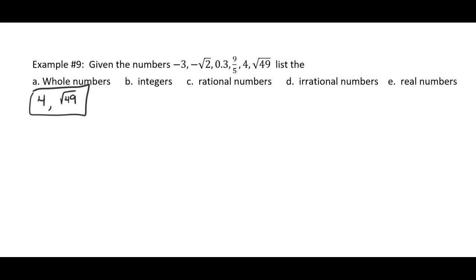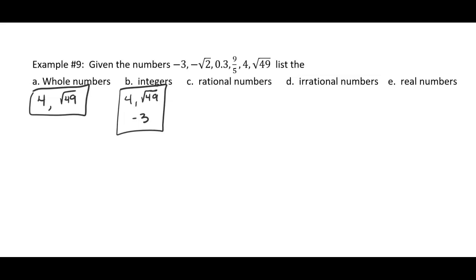Okay, now integers. If you're asking about the square root of 2, well, first of all, it's negative, so it couldn't be a whole number. But the square root of 2 is not a perfect square. 2 is not a perfect square, so it's an irrational number. So, okay, now let's look for integers. Well, first of all the whole numbers are also integers, so it's going to include 4 and the square root of 49. And it's also going to include -3. And I think that does it for all the integers. So anything that's going to be a whole number or its opposite.